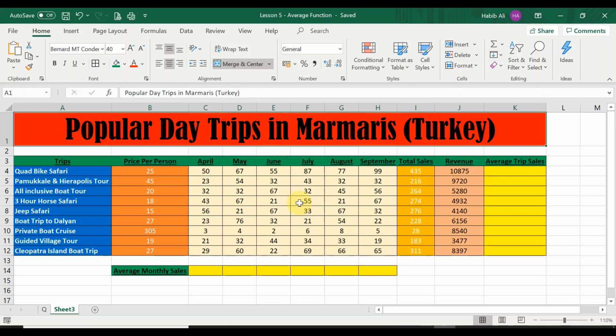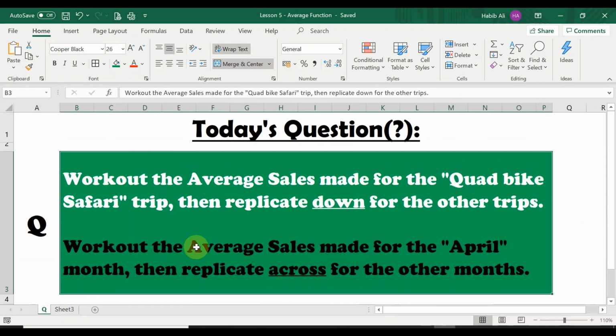Okay, so before anything else, as usual, let's go ahead and look at today's question. So today's question is asking us to work out the average sales made for the quad bike safari trip and then replicate down for the other trips. Second part of the question is to work out the average sales made for the April month and then replicate across for the other months.